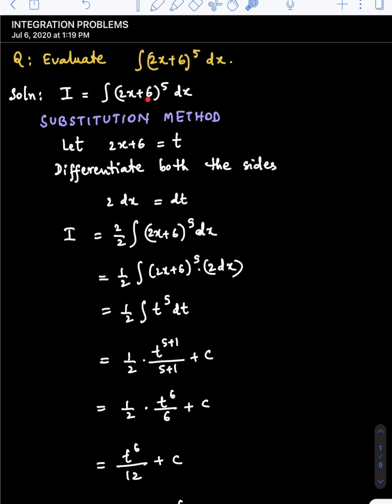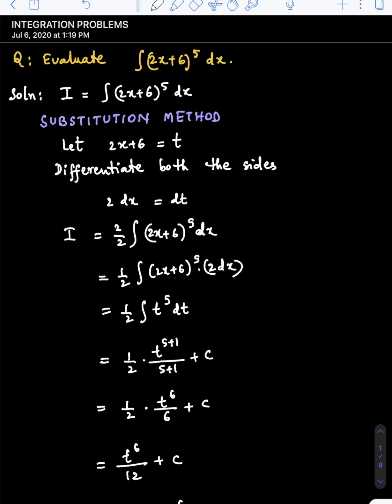So what is substituted here? This term is substituted by t. So let 2x plus 6 is equal to t. Differentiate both sides. After differentiation, here it will become 2 dx. The differentiation of the constant is 0. It is dt. So 2 dx is equal to dt here.